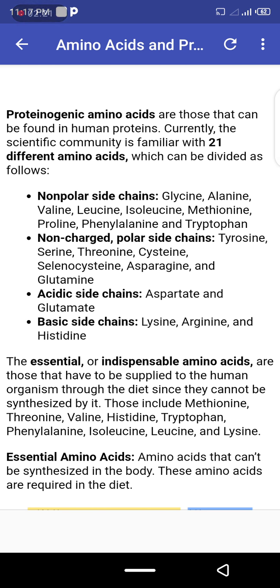Proteinogenic amino acids are those that can be found in human beings. Currently, the scientific community is familiar with 21 different amino acids, which can be divided as follows. Non-polar side chains: glycine, alanine, valine, leucine, isoleucine, methionine, proline, phenylalanine, and tryptophan.